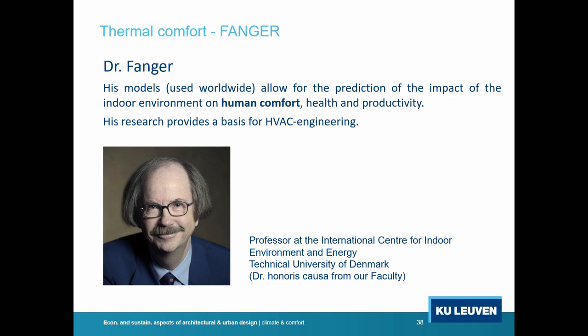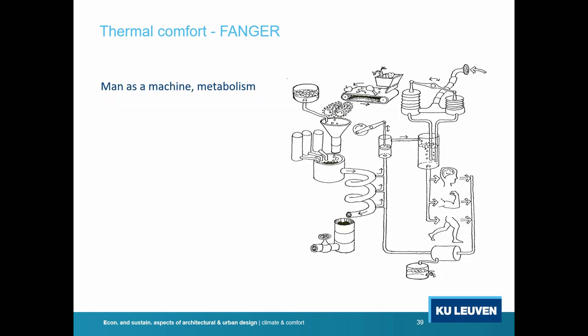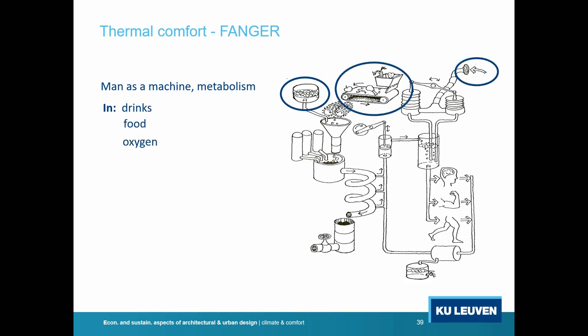He looked at thermal comfort of human beings by looking at human beings as a machine. He wanted to know how much energy we take in and how we release the energy. That's how he approached human beings. What comes in are drinks and foods, but also oxygen. Those are the three sources of energy, or inputs, we get. And what we do with it typically is physical labor or mental labor. So we need energy for that. That's the direct energy we use for it.